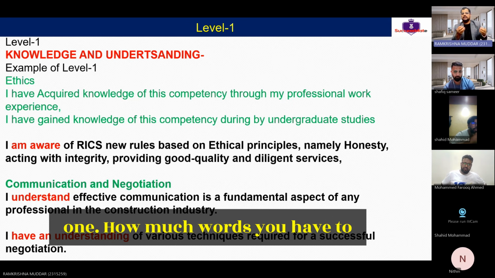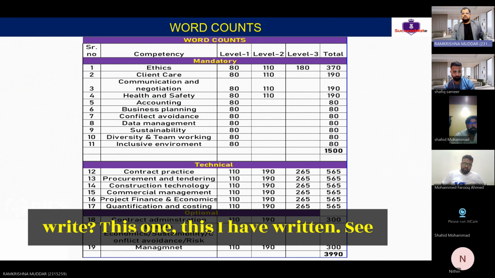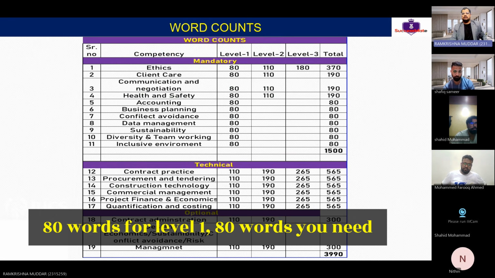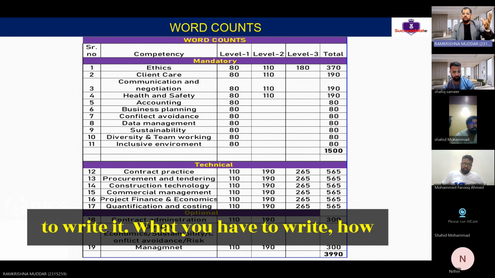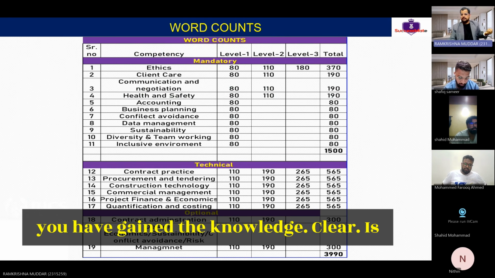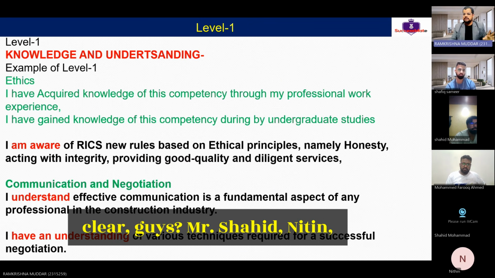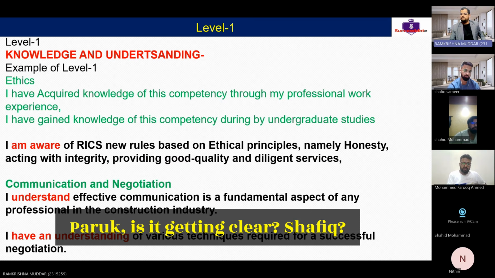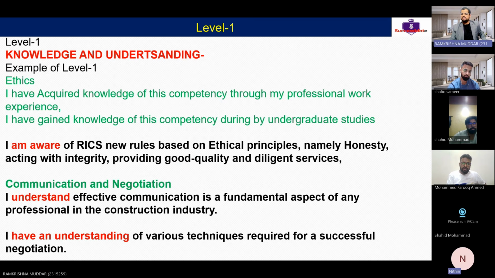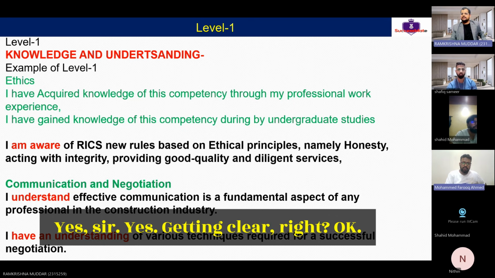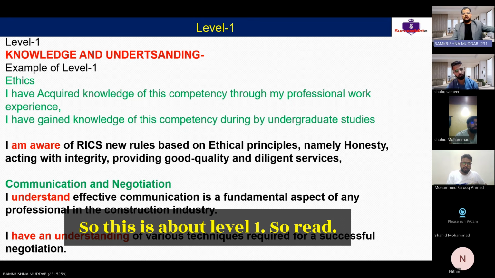How many words do you have to write? If you see, I have written 80 words. For level 1, you need to write 80 words. What you have to write: how you have gained the knowledge. Clear? Are some of the doubts getting cleared, guys? Mr. Shahid, Nitin, Farooq, Shafiq, is it getting clear? Yes, sir. Okay, guys. So this is about level 1.